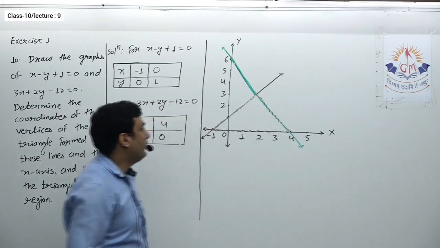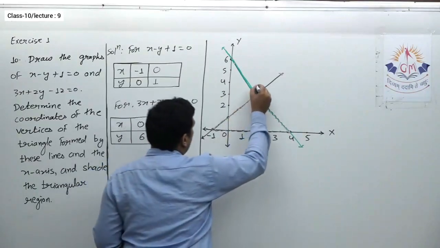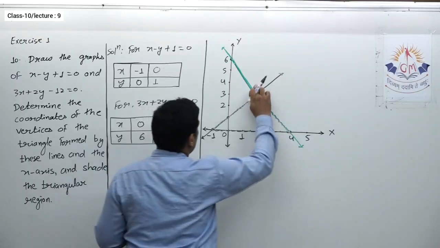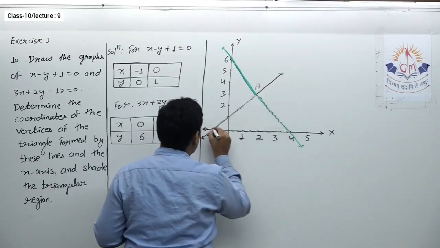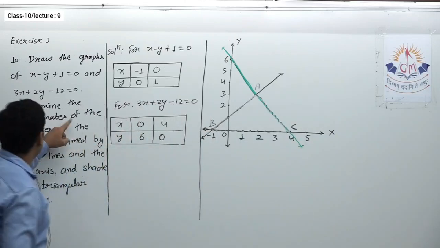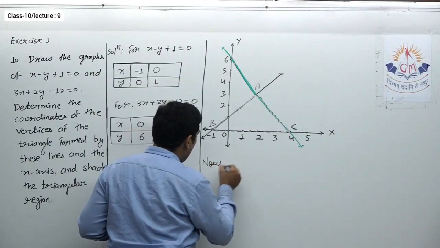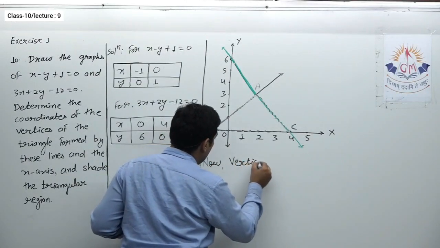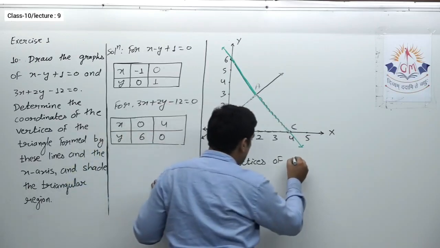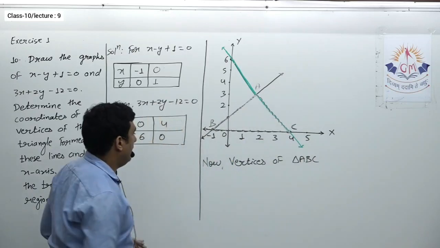Okay. So we have to find the vertices of this triangle. Let me name it A, B, and C. Let this point be A, B, and this point be C. So the very first thing, according to the question, the vertices of the triangle ABC.